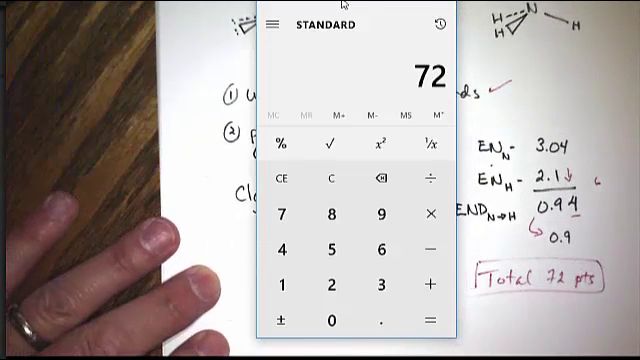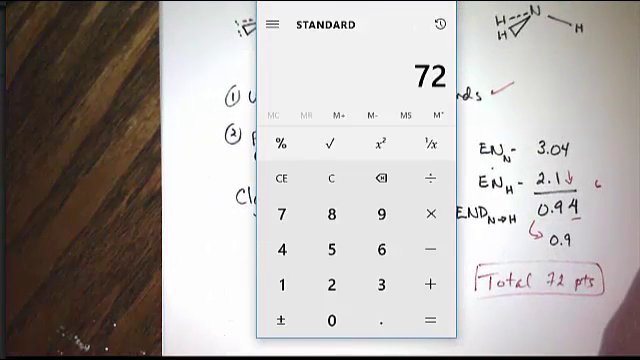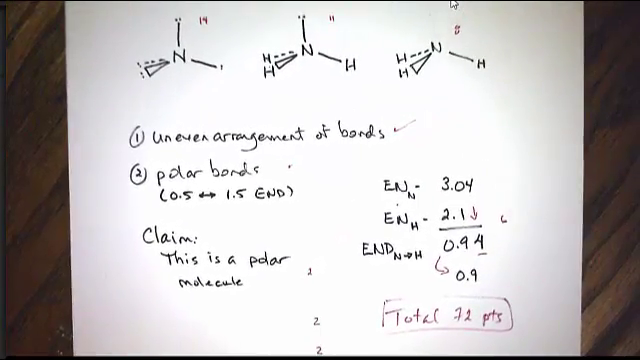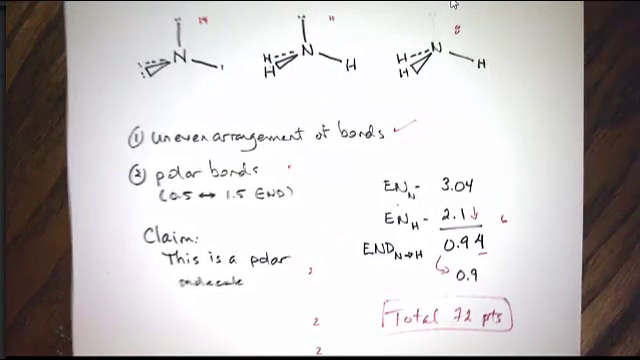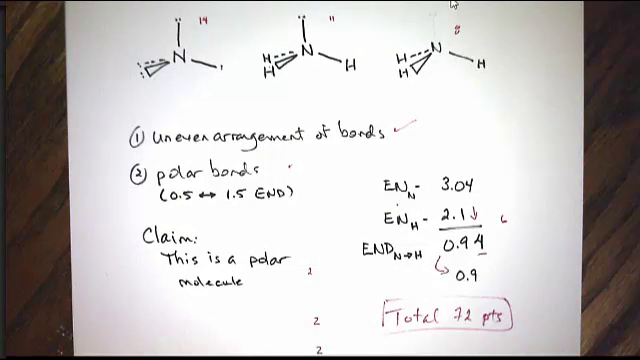All right, so I got a total of 72 points. Okay? I expect you when you do this to show all your work and be clear about your claim, evidence, and reasoning. That make sense? All right?